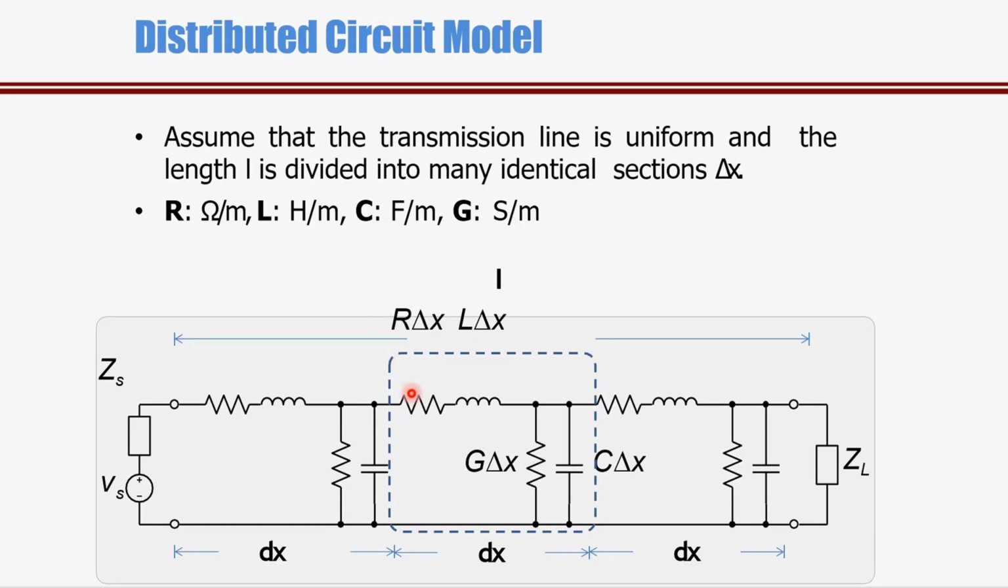So R delta x is the resistance in series branch, L delta x is the inductance in series branch for a length of delta x, and it is measured in henries. Then G into delta x means conductance for that particular delta x length in Siemens, and C into delta x means capacitance into length, that is it is in farad. So these are per length parameters.